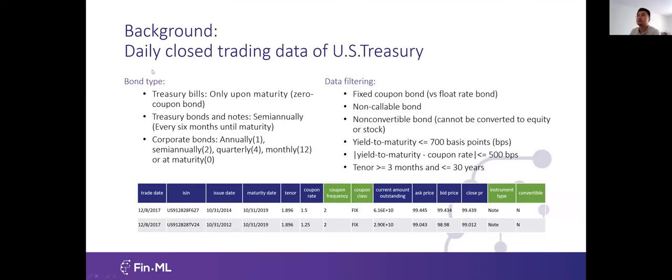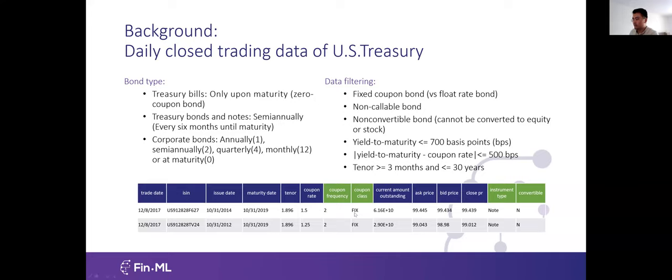So first, we look into the data of the bond. So this table shows what the bond data looks like. So for each bond, we have a unique ID, which is called ISIN, and we have an issue time, maturity time, and the tenor. Tenor is the remaining time from the trading date to the maturity date. And the coupon rate tells us how much payment we can get from this bond. And the coupon frequency here shows how frequently we can get this payment. So two means it's a semi-annual payment. We get two payments each year.